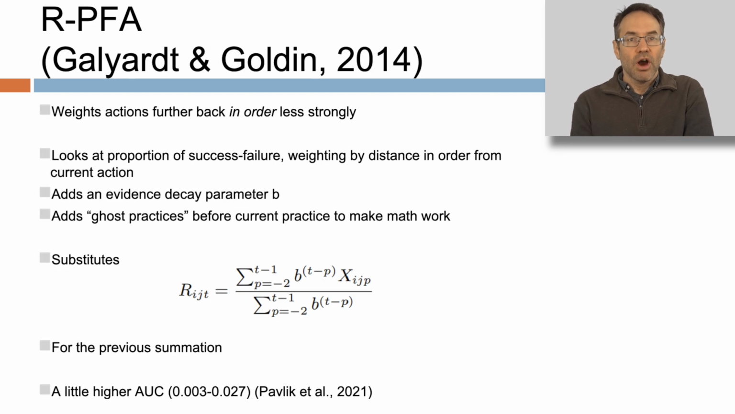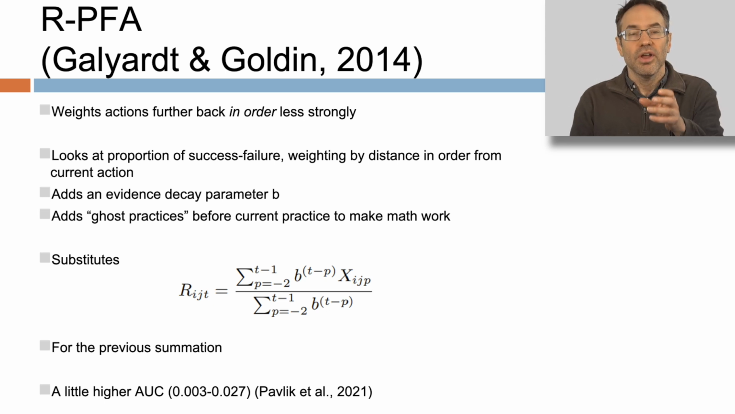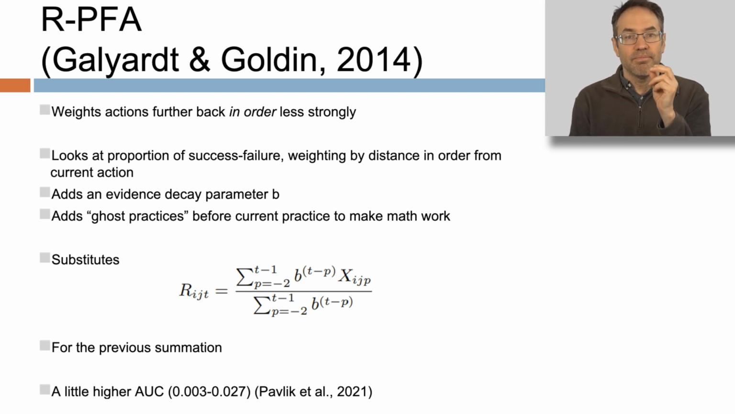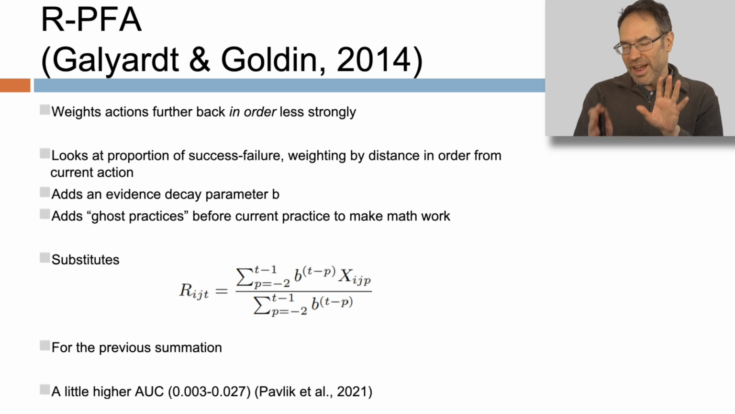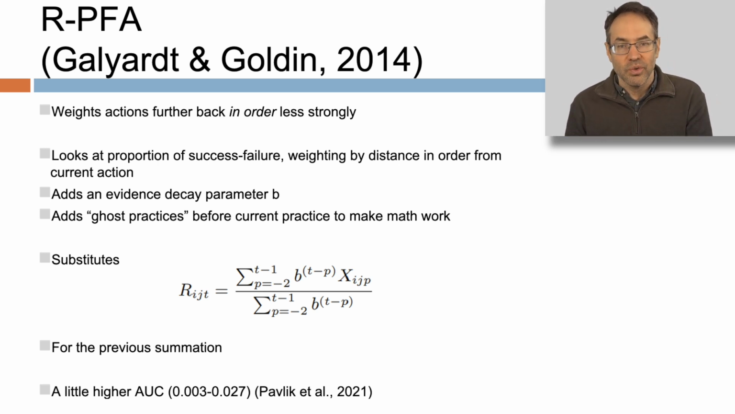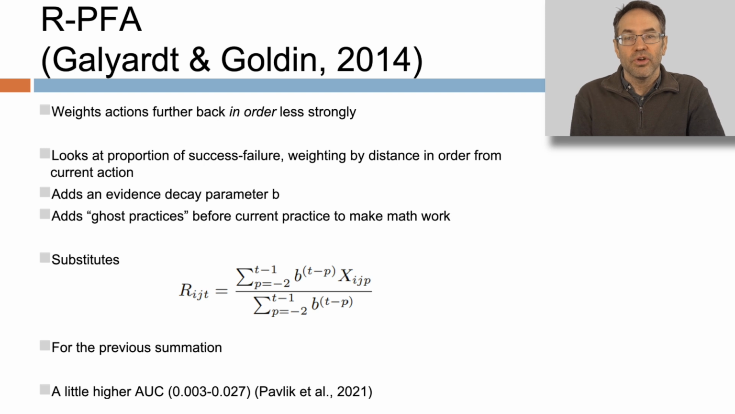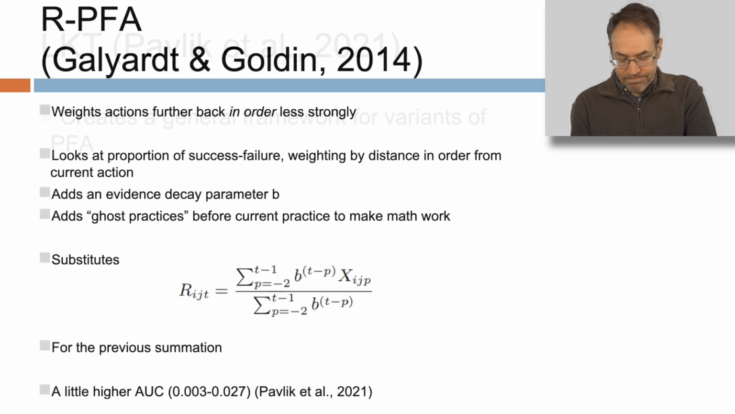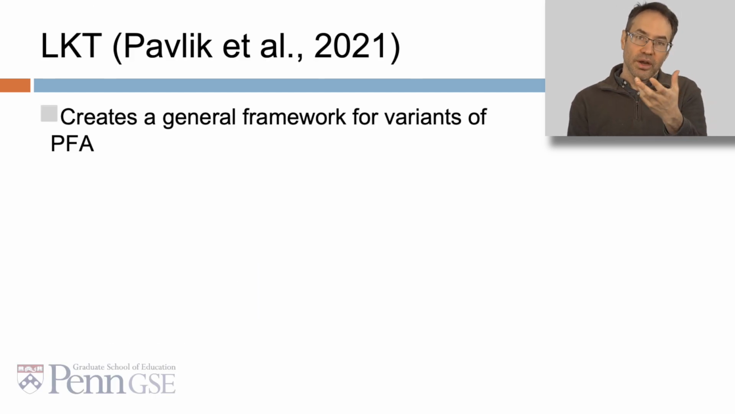The next extension was RPFA by Galyardt and Goldin. RPFA also weights actions further back in order less strongly. What it does is look at the proportion of success and failure, weighting by the distance in order from the current action. It adds an evidence decay parameter, B, and it turns out that if you don't do this, the math doesn't work. It adds what are called ghost practices before the current practices to make the math work. It substitutes a much more complex equation for the previous summation, and again doesn't get that big a difference over original PFA.